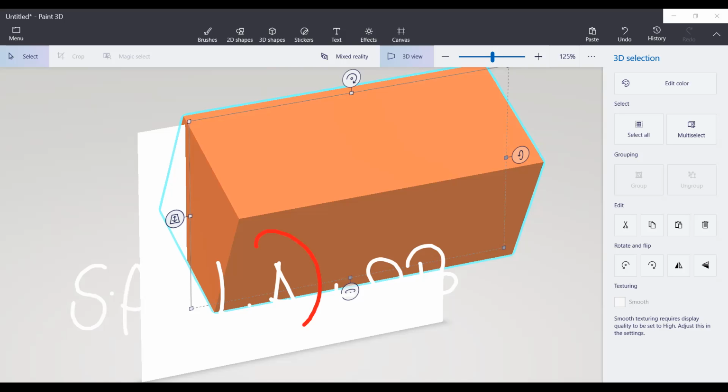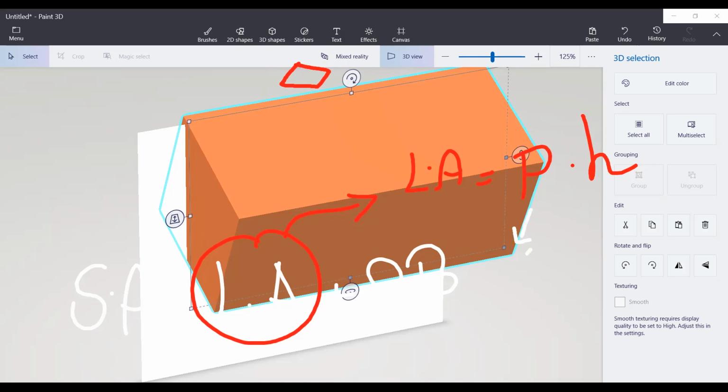Now, how can we find the lateral area? To find the lateral area, you need to find the perimeter of the base times the height of the prism. This is the lateral area. And the perimeter also depends on the shape. So the height can be given, but the perimeter and the base area depend on the shape.